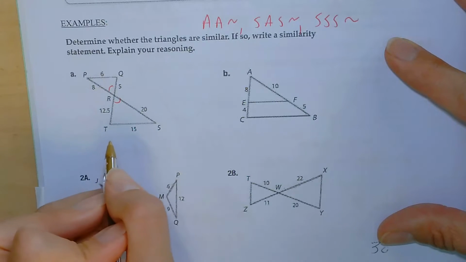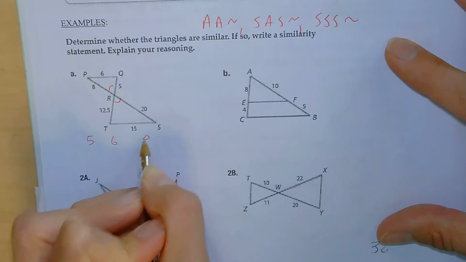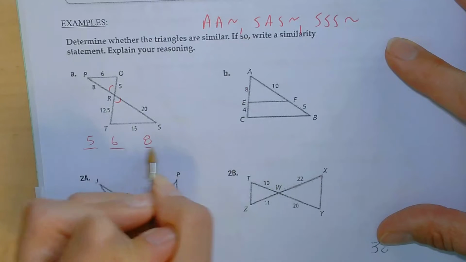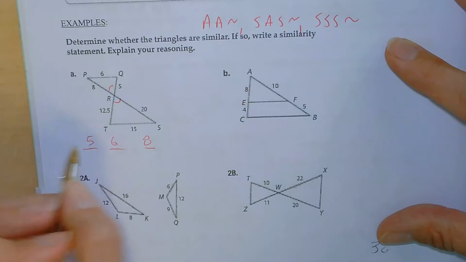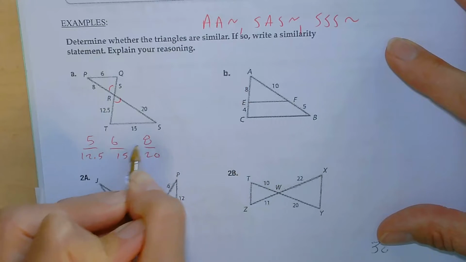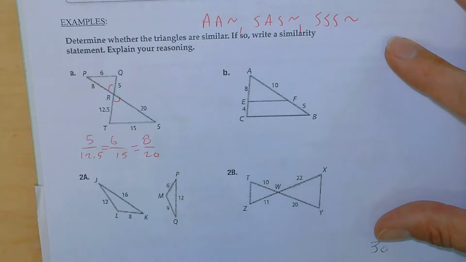You do exactly what we did in the other section. You take the littlest and then the medium and the biggest from this triangle. So 5 is the littlest, then 6, then 8. And you put those as fractions over the littlest in the bottom triangle, the medium, and the biggest. And again, you're making proportions to see if they divide to the same scale factor.